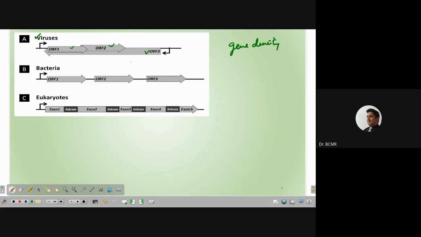In viruses, you find high gene density. That means within a small fragment, you might have more number of genes encoded, or they express. When they express, they could produce proteins or functional RNA.